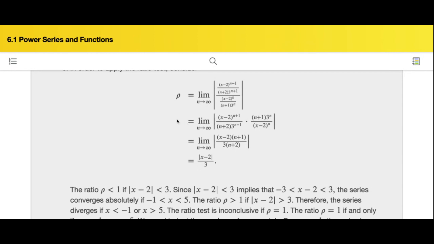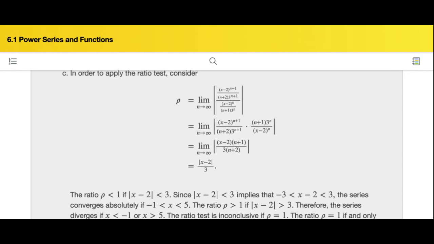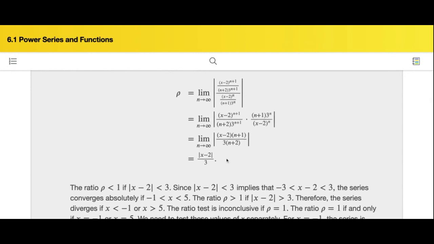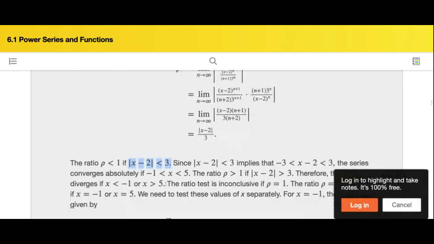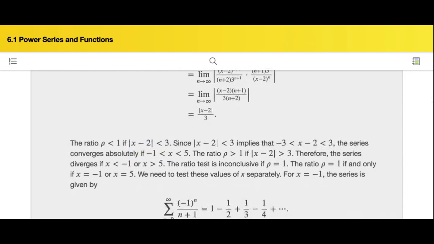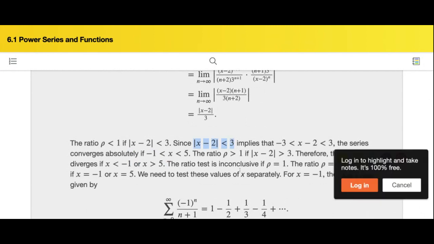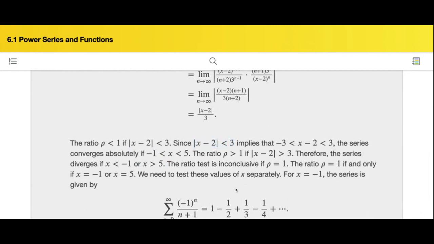And we want rho less than 1, because in the ratio test, rho has to be less than 1 to converge. So if rho is less than 1, that means the absolute value of x minus 2 divided by 3 is less than 1. That means the absolute value of x minus 2 is less than 3. Right? So you see this 3, what's this 3? That's the big capital letter R we were talking about before.